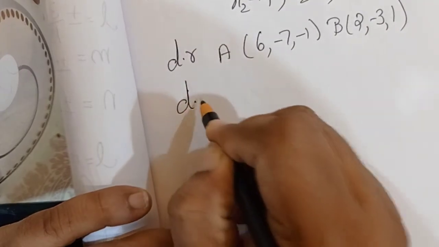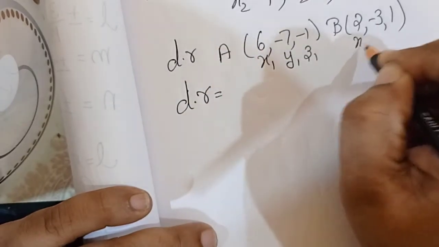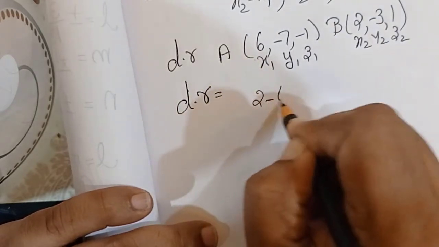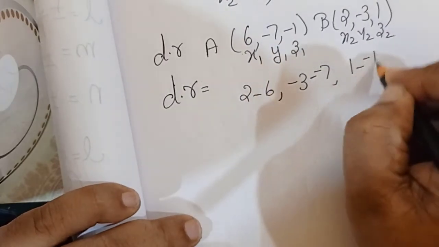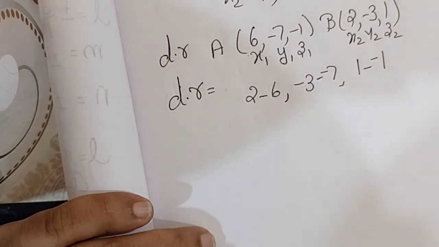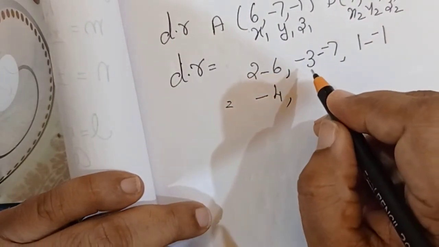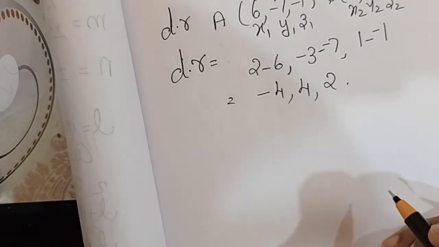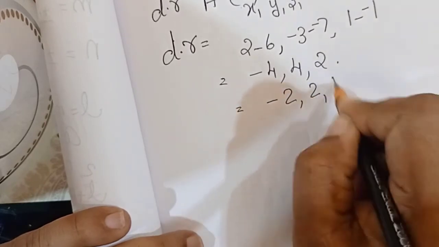Here first we can find what is direction ratio. You can mark the first point A as x1, y1, z1 and B as x2, y2, z2. The formula is x2 minus x1, y2 minus y1, z2 minus z1: 2 minus 6, minus 3 minus minus 7, 1 minus minus 1. The answer is minus 4, 4 and 2. We can simplify it as minus 2, 2, 1, isn't it?